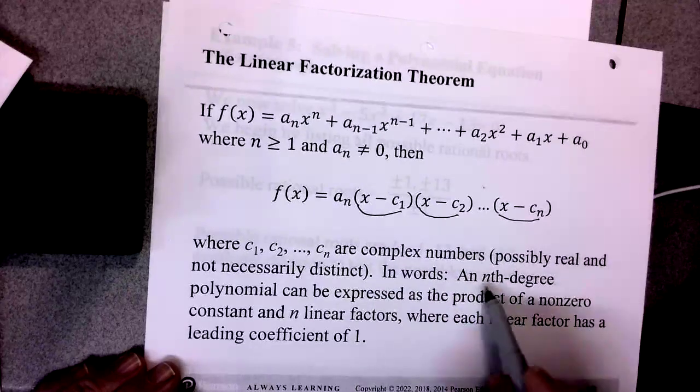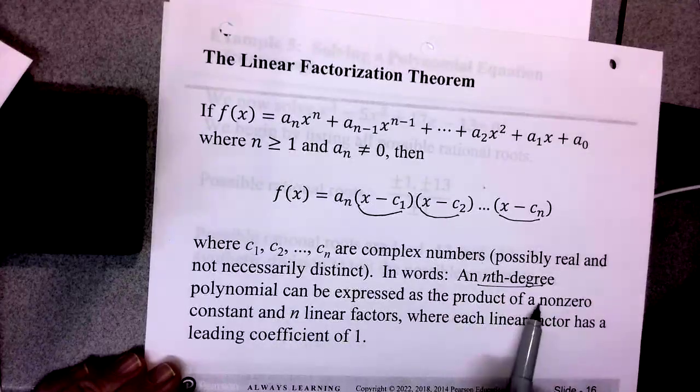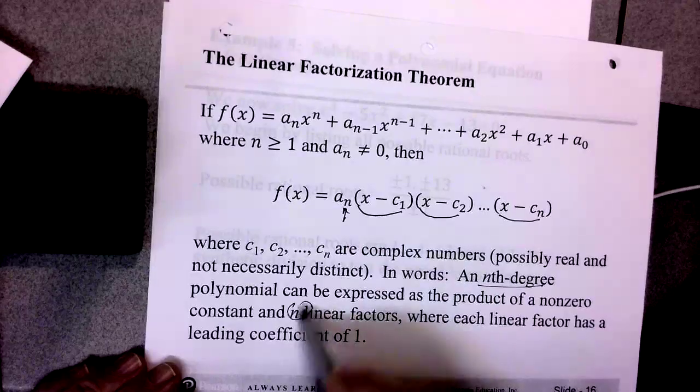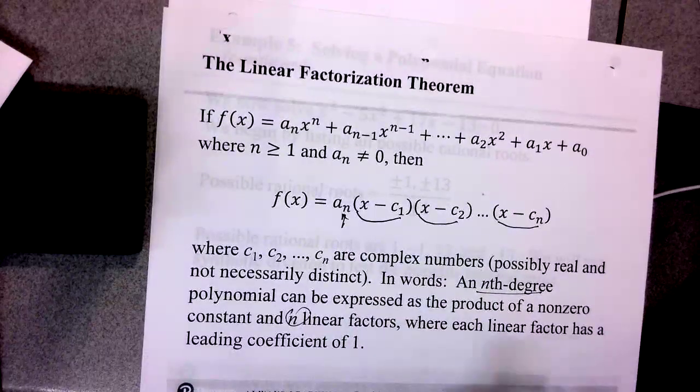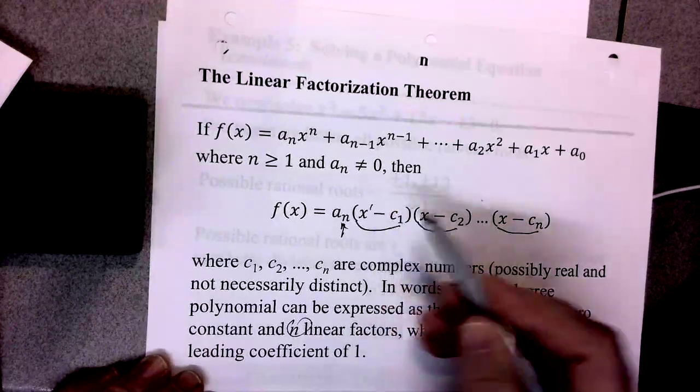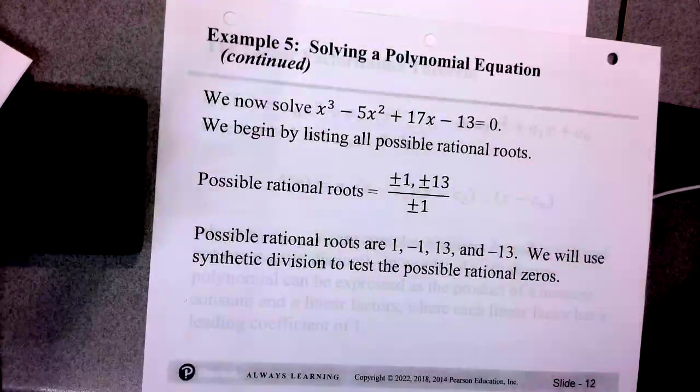And it says here, an nth degree polynomial can be expressed as a product of a non-zero constant, that's a sub n, and n linear factors, where each linear factor has a leading coefficient of 1. Linear factors means that these exponents on x are 1s.